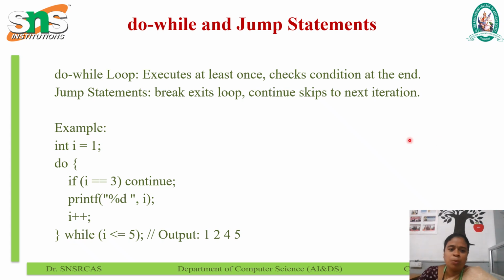Next one, do while and jump statements. Do while is an exit control loop. Unlike for and while, where we check the condition first, the do while executes at least once before checking the condition. Jump statements are used to change the flow of execution by transferring control from one point to another. The break statement exits immediately from the loop or switch statement. Continue skips the current iteration of the loop and goes to the next one. The goto statement transfers control to a label in the program; it is rarely used.